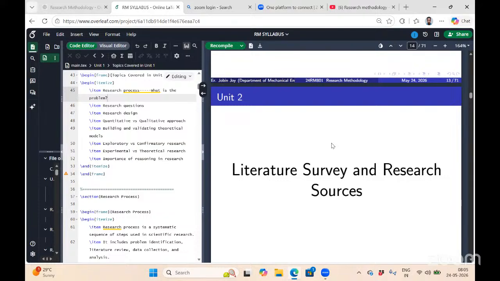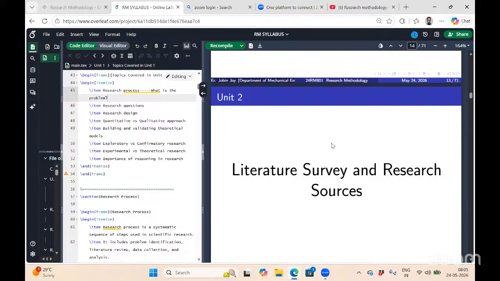Identifying keywords and key concepts. Keywords are the words associated with the research, and key concepts are the main ideas related to the research. If we use proper keywords, we will get relevant research papers quickly. Researchers can use synonyms, technical terms, and abbreviations as keywords.